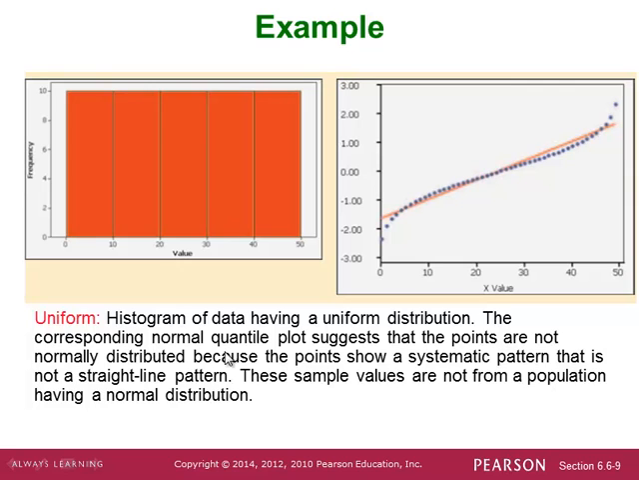Now here we've sampled from a uniform distribution. And notice the pattern of the dots. Now they're not too far from being linear in nature, but you see that there's kind of a sinusoidal pattern. Because of the fact that you see a sinusoidal pattern, that right there suggests that the data do not come from a normal distribution.